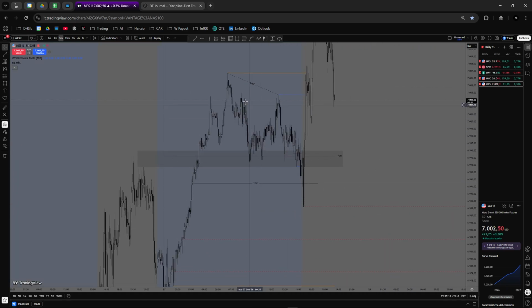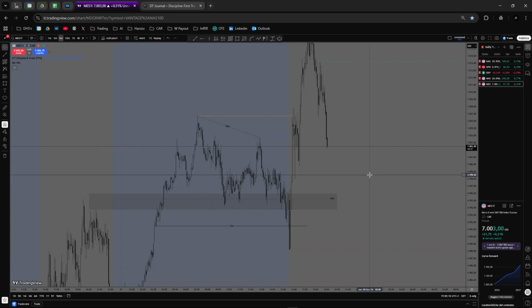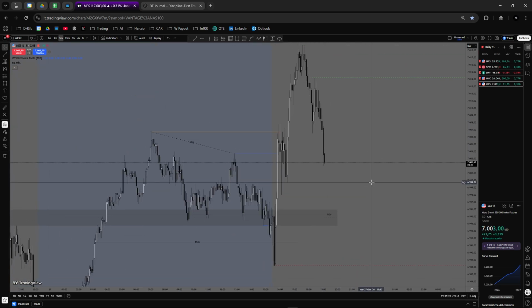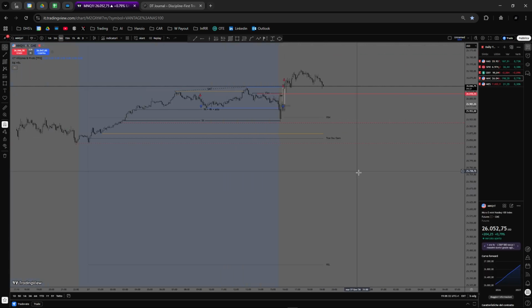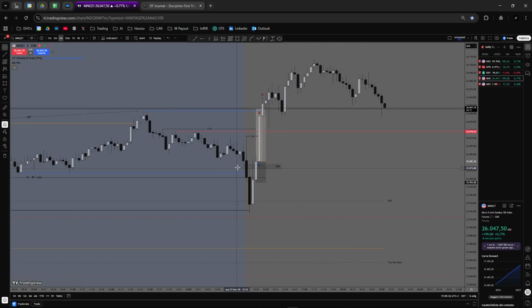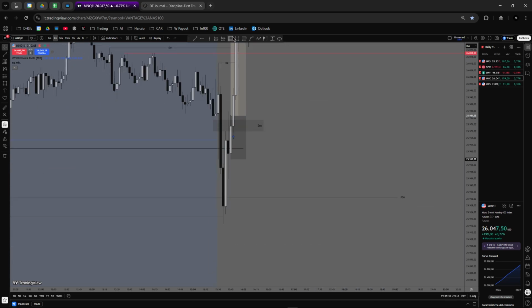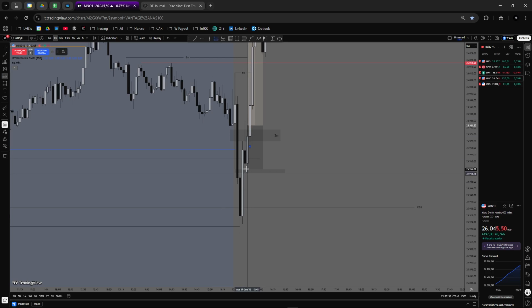Okay, so manipulate down, then went back up. This was the SMT from a previous trade idea I was having. So pretty happy with the analysis on this day. So first of all, we made this 3 minute here, and this was the first idea. So taking this trade right there.